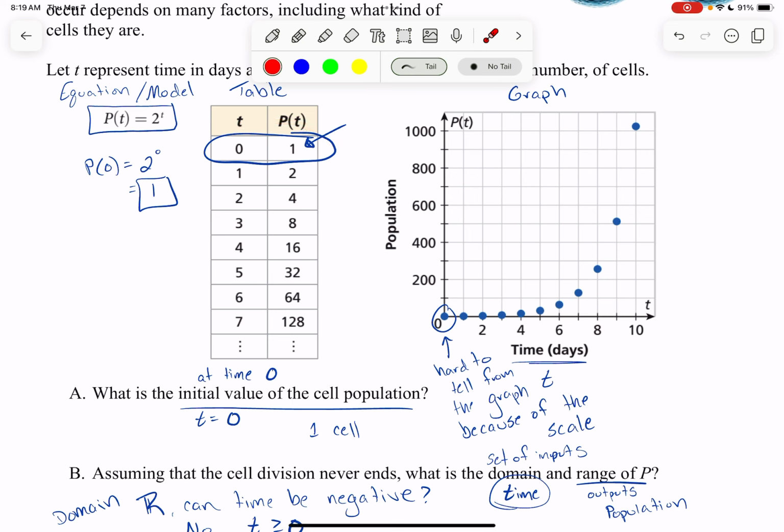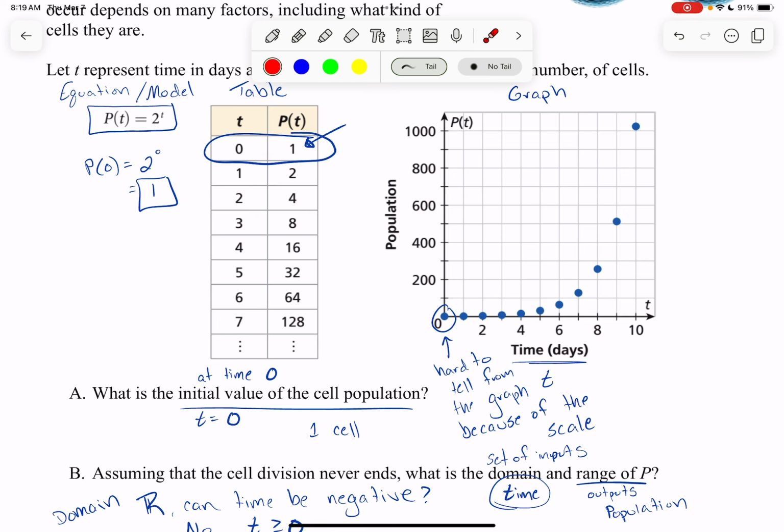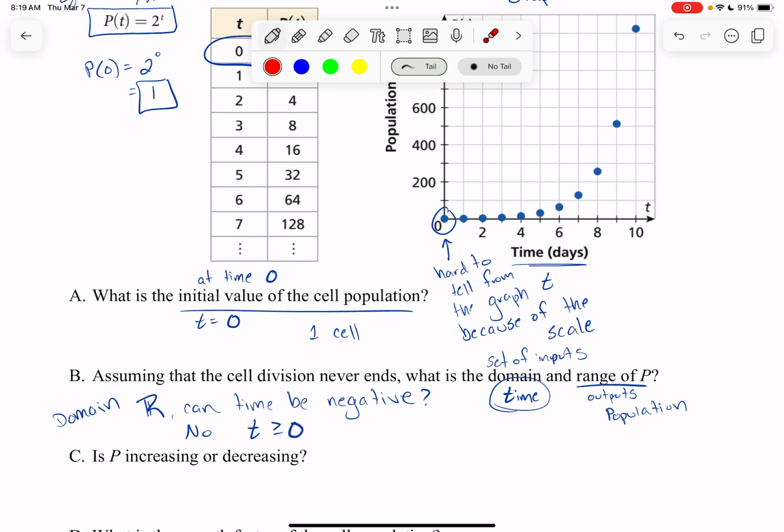Looking at the table to find the domain, it's these inputs: 0, 1, 2, 3, 4. But it depends on what inputs you pick, because right now we're just picking whole numbers, but I can have half a day, a fourth of a day, part of a day. So here we only picked whole numbers when really our graph would include all numbers. Looking at our graph, it would be time, my X. I start at 0 and go this way, so my domain would be basically all the positive numbers because time cannot be negative.